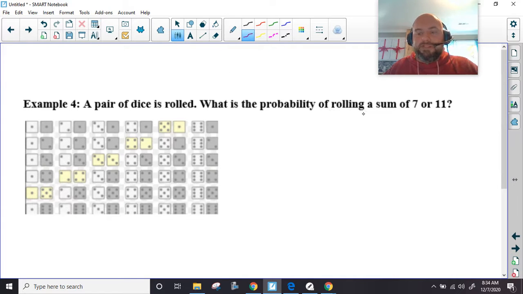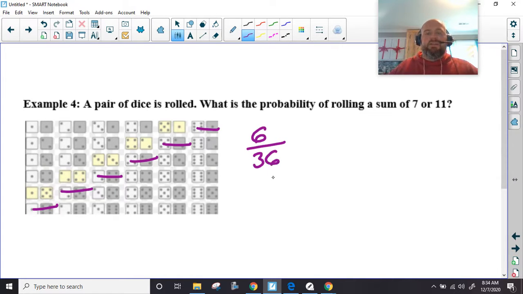Probability of rolling a sum of 7 or 11. So these, 1, 2, 3, 4, 5, 6. There's 6 of those out of 36 possibilities. The sum of 7 or 11.